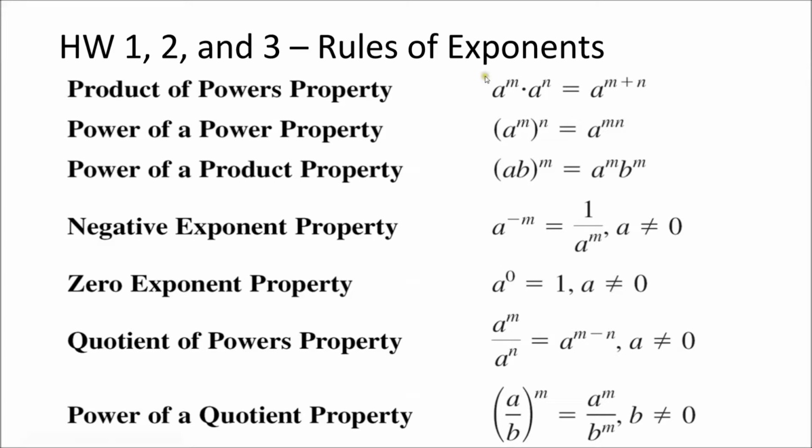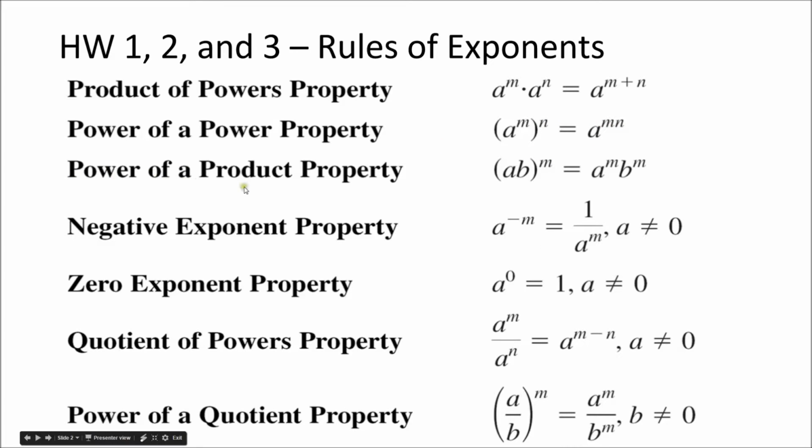Okay, so the first rule, we have the product of powers property. And this is just saying if you multiply two like bases, then we're going to add those exponents together. The power of a power property says if you have some base raised to some power and you raise that to another power, you multiply the powers together. These two are the ones people get confused the most. Here we're multiplying two like bases and adding the exponents. Here you're raising a power to a power, so you multiply the exponents.